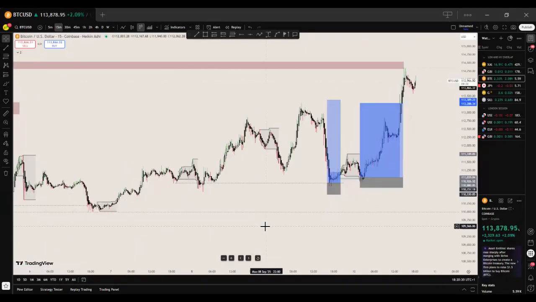Hey guys, in this video I'm going to be explaining this BTC buy trade I took, the market structure behind it, the liquidity trading pattern behind it, and the risk management behind it. If you are interested in this video, stay to the end. By the end of this video, I'm going to show you the liquidity trading patterns that I use to trade the market. So let's get right into the video.